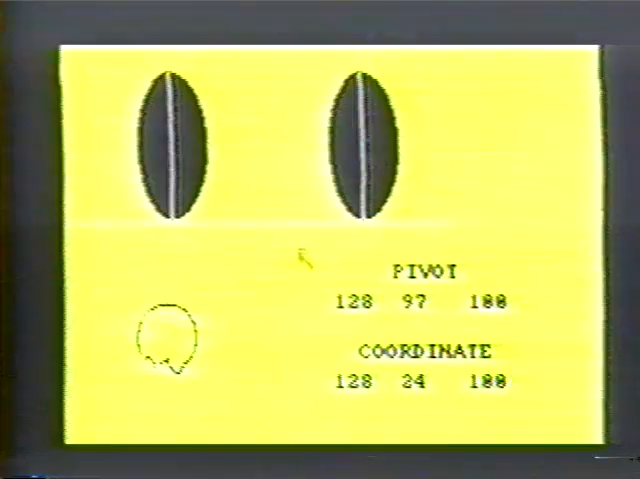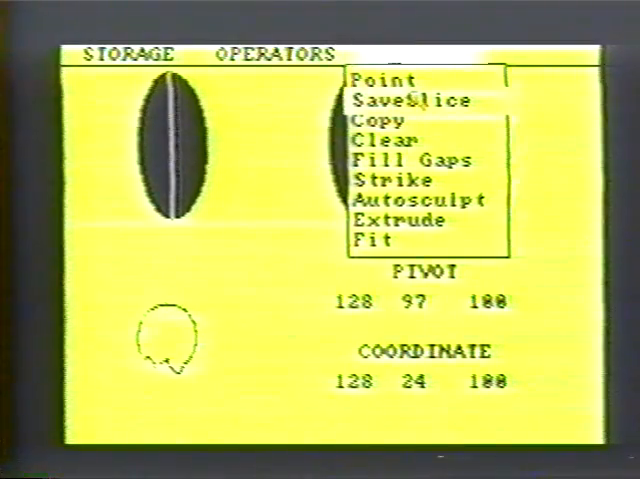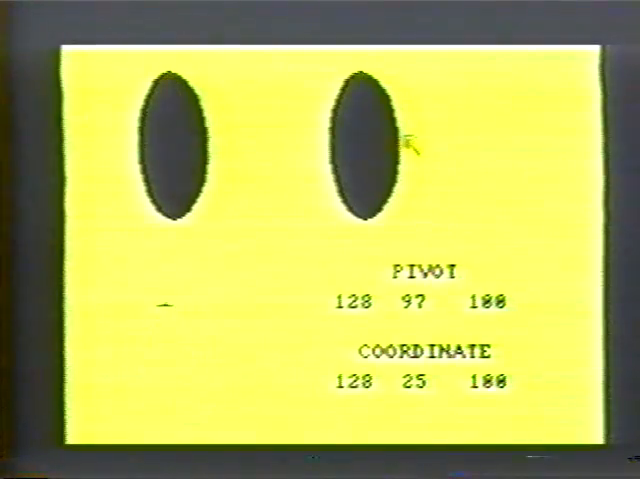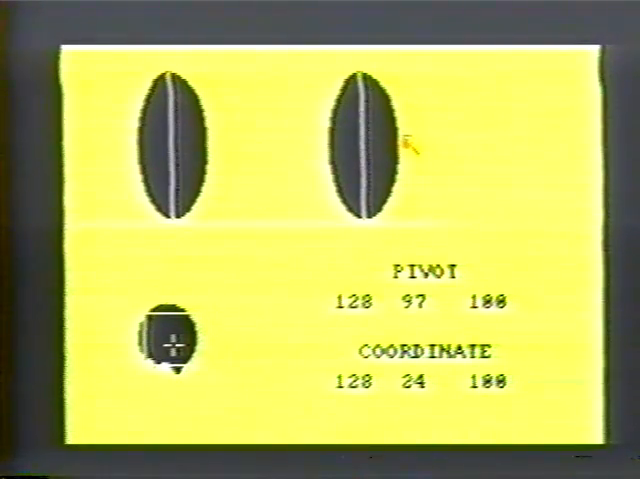Okay, we just filled the slice. We can say save slice. Come back down, we see that it's filled. Okay, and there's a crosshair in there. It's hard to see that crosshair on this background. Let's go ahead and hit the F1 key and change that crosshair color.